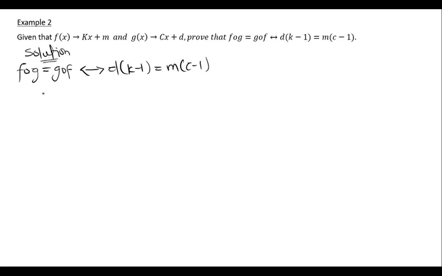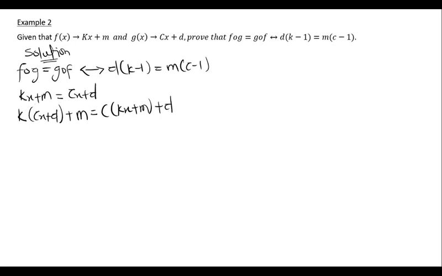Alright, so let's start. For f of g over here, we have the function f, which is kx plus m, equal to the function g of f, which in this case is cx plus d. Now let's come back to f of x. We have k, and in place of x we substitute g of x. So we have cx plus d, then plus the m we have over here, equal to c, and in place of x we substitute f of x, so we have kx plus m, then plus d.